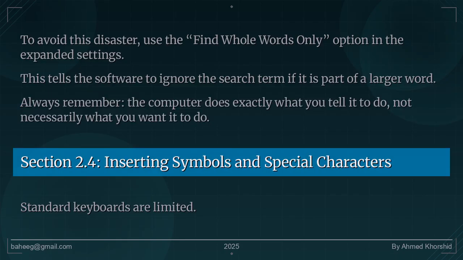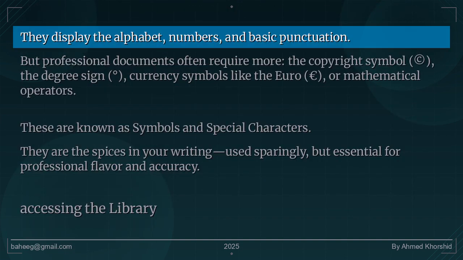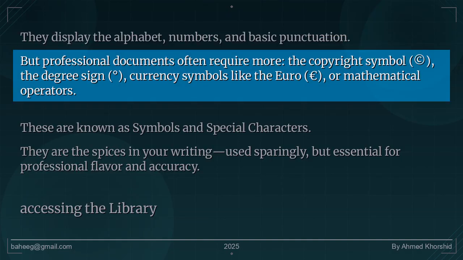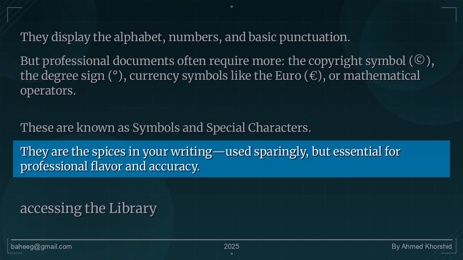Section 2.4: Inserting Symbols and Special Characters. Standard keyboards are limited. They display the alphabet, numbers, and basic punctuation. But professional documents often require more: the copyright symbol, the degree sign, currency symbols like the euro, or mathematical operators. These are known as symbols and special characters. They are the spices in your writing, used sparingly, but essential for professional flavor and accuracy.